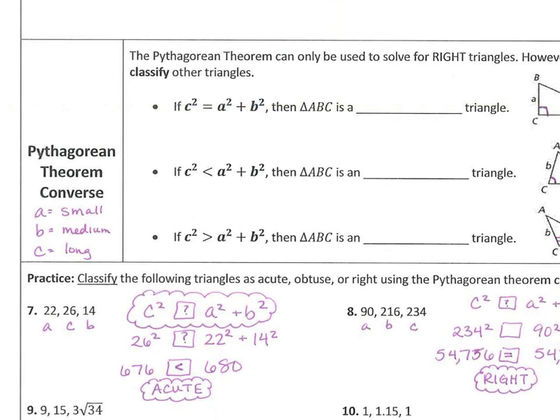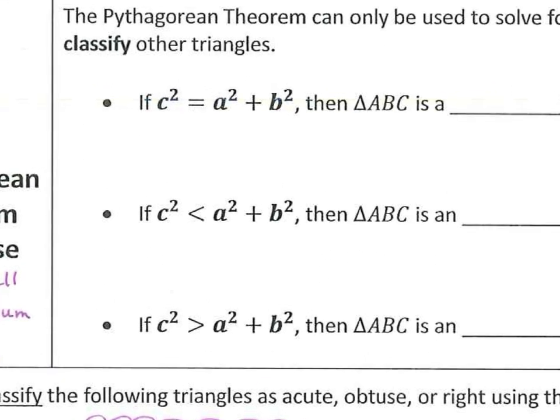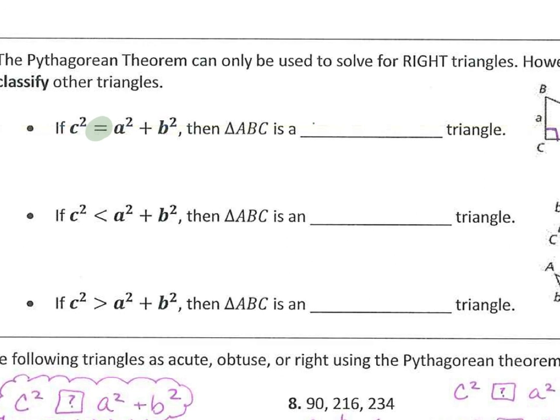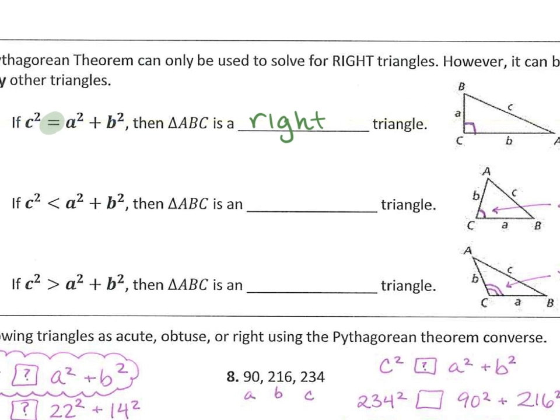So another way we would use the Pythagorean theorem is to determine or classify a type of triangle. Notice when I'm doing this Pythagorean theorem, it's not a squared plus b squared equals c squared. I'm putting c squared first on purpose. If you do c squared compared to a squared plus b squared, and you actually get an equal sign right here, so the left side is equal to the right side, what that tells us is that the triangle is a right triangle. So we would have the right triangle symbol there.